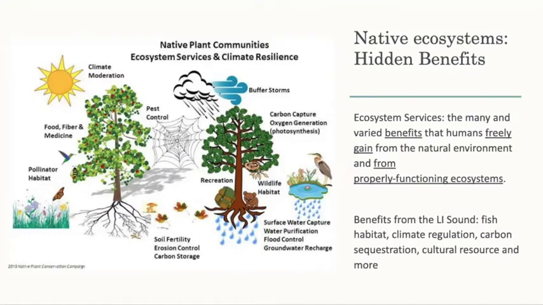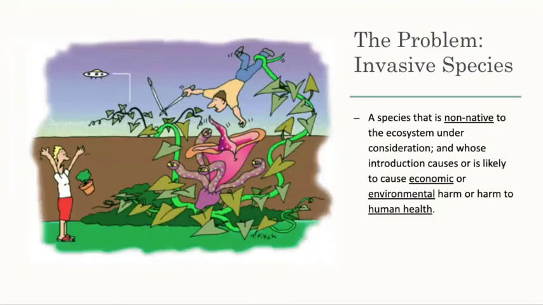I do want to point out that the estuary, Long Island Sound, is able to support us in these many ways and provide these benefits when it's functioning properly as an ecosystem. And that's really important because basically what invasive species do is that they chip away at those benefits, those ecosystem functions that make the estuary so valuable to us. So let's go into it now.